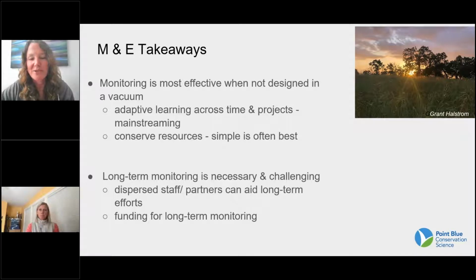And as all of us, I'm sure, are aware, funding for long-term monitoring can be a challenge. And so we sometimes have to be creative and employ things like our dispersed staff networks and partners to help aid in our long-term monitoring efforts.